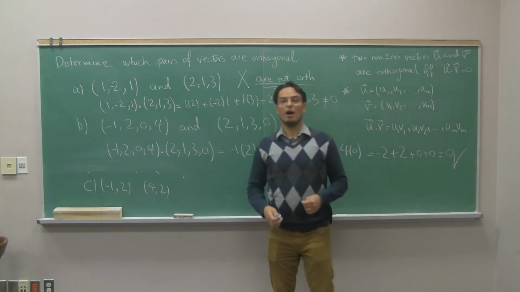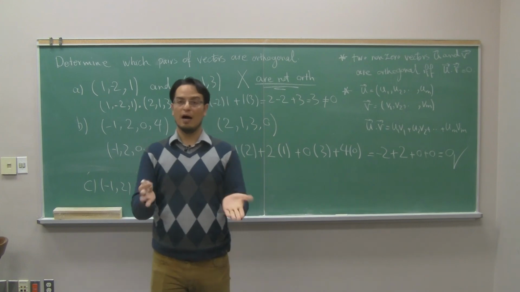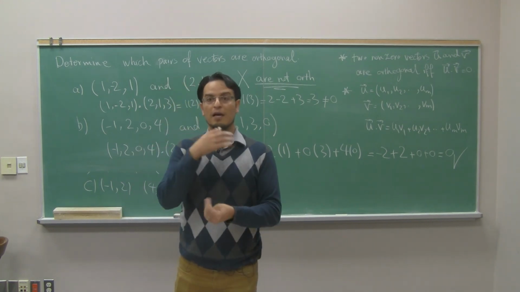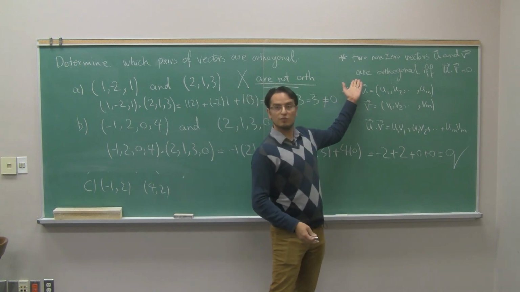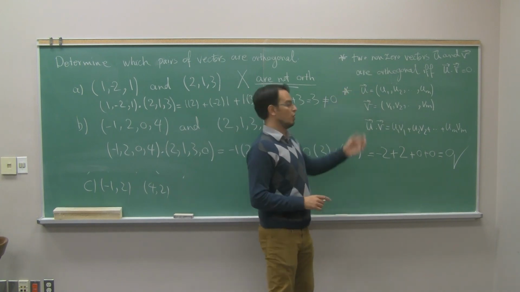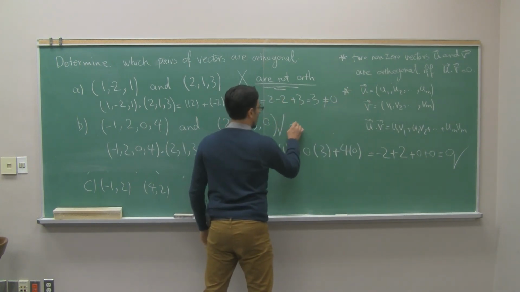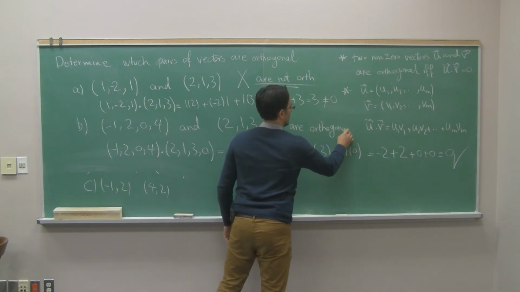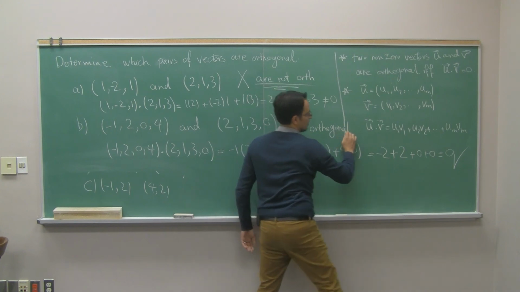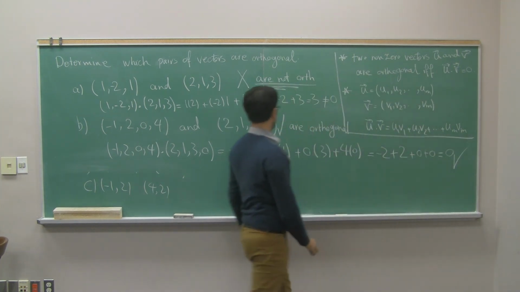I had two vectors. I found the dot product of them and I got 0. It means those two vectors are orthogonal. So they are orthogonal. Let me draw this box here.